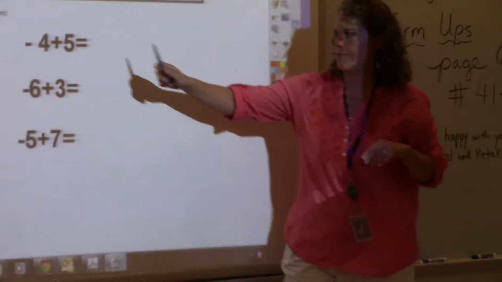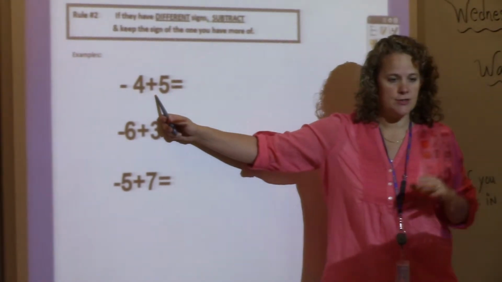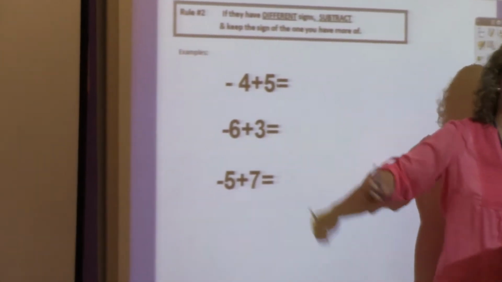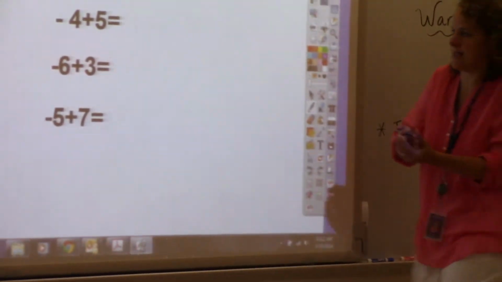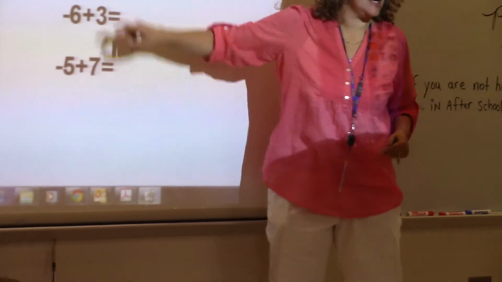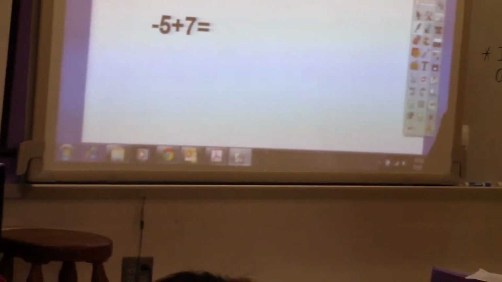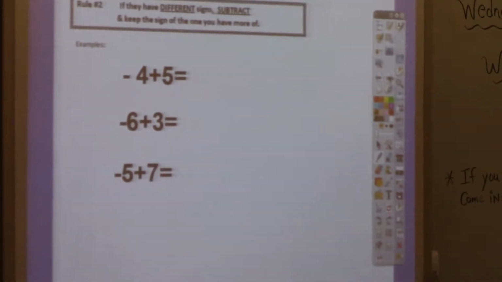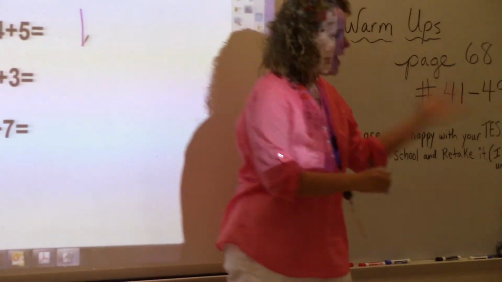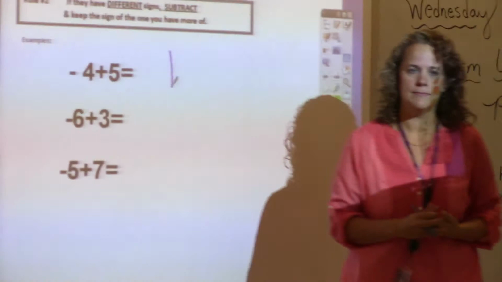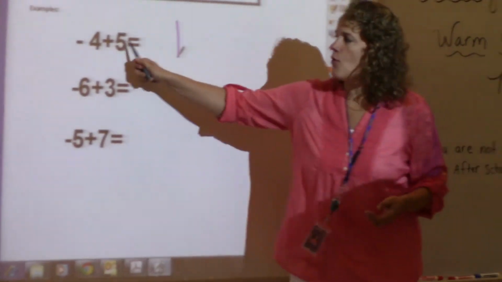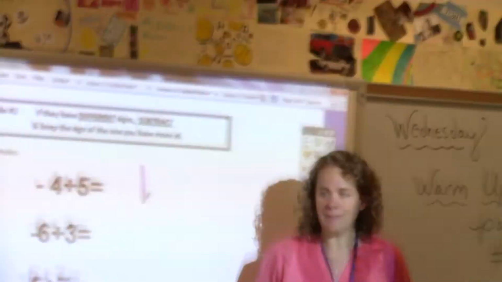So when you look at this first example, and write this down in your space under rule number 2. A -4 plus 5. Even though it says plus, we have a negative and a positive. When one is positive and one is negative, don't add. In your head, you subtract. 5 minus 4 is 1. Now, should it be positive 1 or negative 1? Positive 1. Good. We have more positives than negatives. Because 5 is bigger than 4.